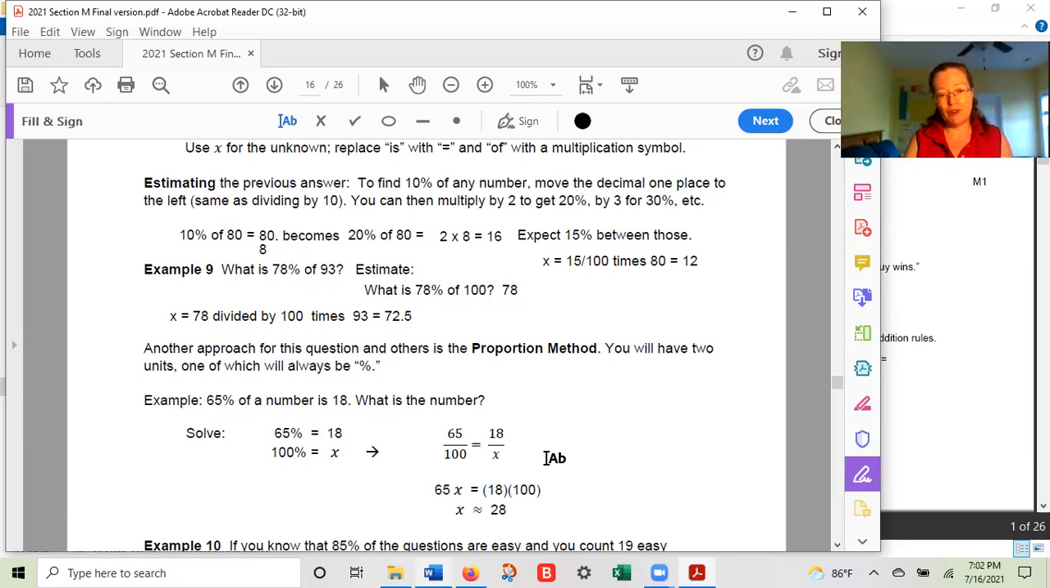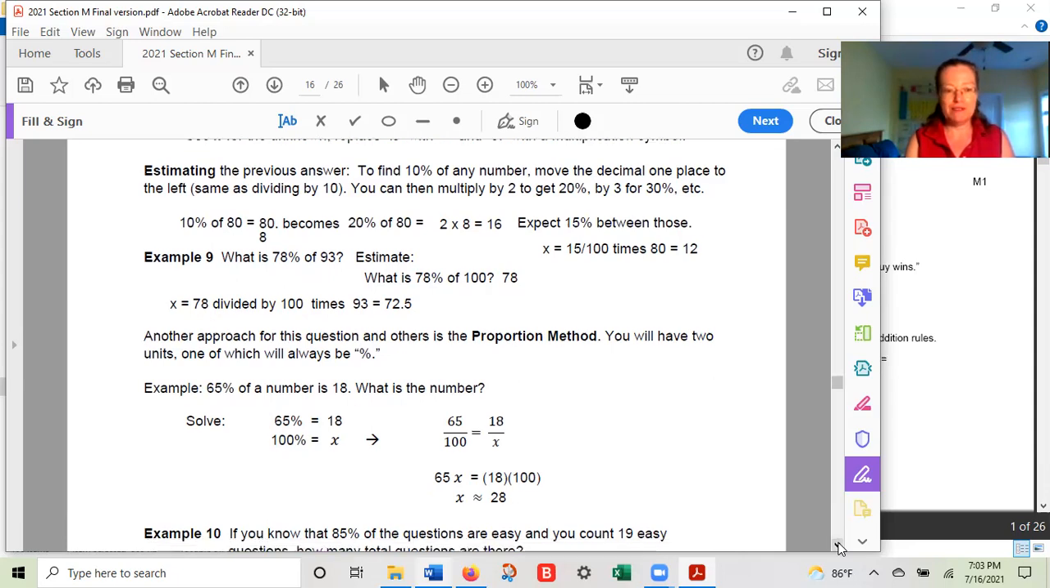And I bet if I went in reverse to check it, let me see, what is 65% of 28, that's 0.65 times 28, came out to be 18.2. So this is a good answer, 28. Later, I'll show you a way that we could have gone ahead and done 65 divided by 100 and then worked with the 18 over x. I'll show you that in just a sec.